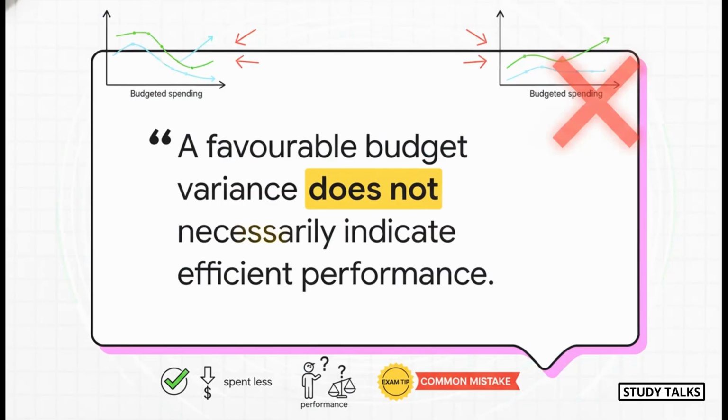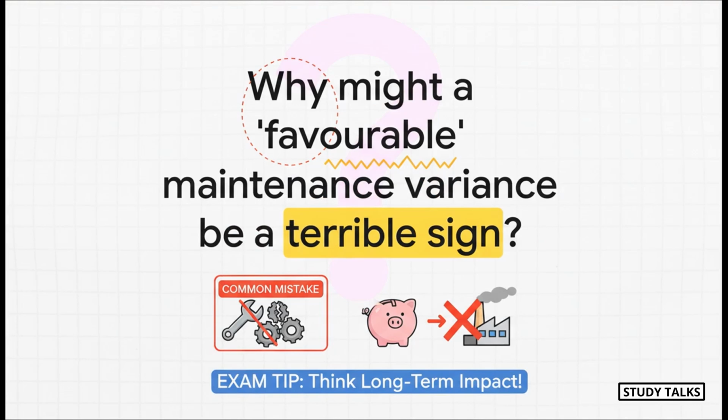Now let's wrap up with one final, really important idea. It comes from an MCQ, and the statement is this: a favorable budget variance does not necessarily indicate efficient performance. Think about that. Just because you spent less money than you planned doesn't automatically mean you did a good job. And that leads me to my final question for you. I want you to really think about this.